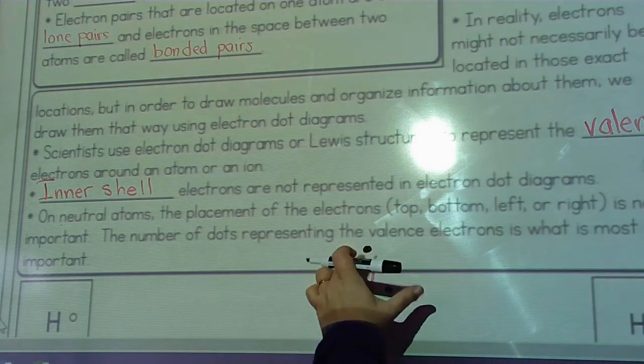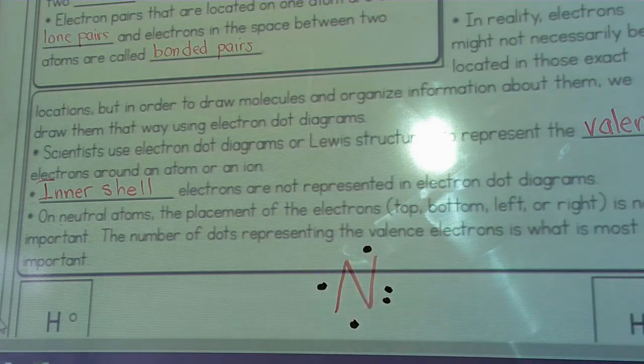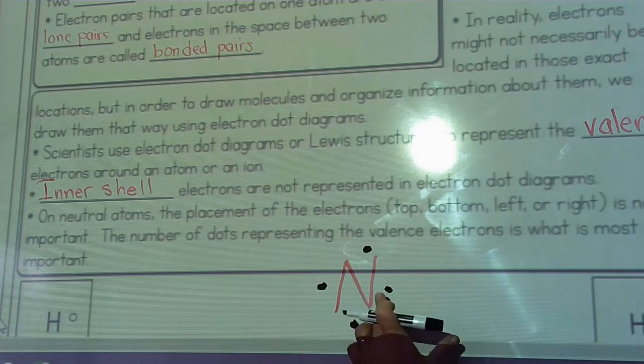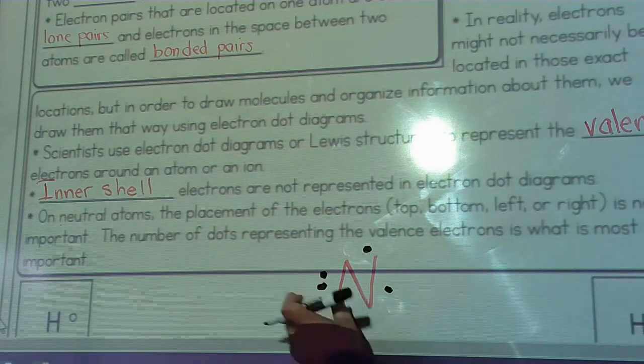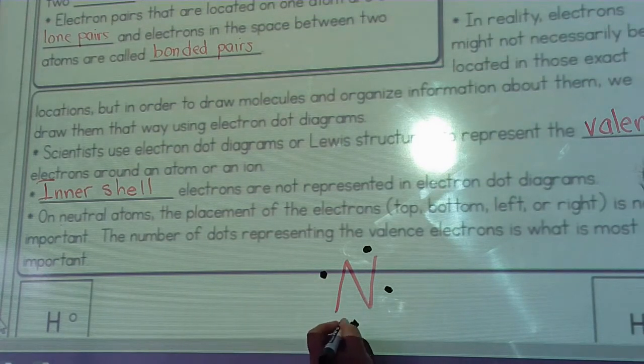If instead I want to put 2 over here, that's fine as well. Maybe I want my second one over here. That works too. I can even put it down here. That works as well, because there's 5. The one thing that is important is that there are 5. We usually don't put more than 2 on a side, because we're talking about pairs, lone pairs and bonded pairs.